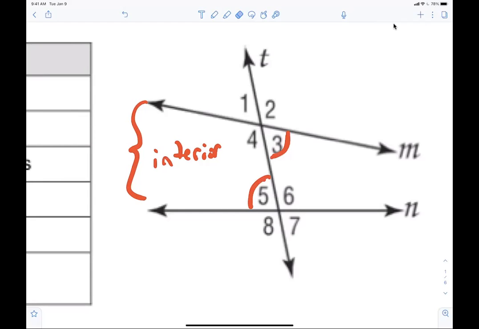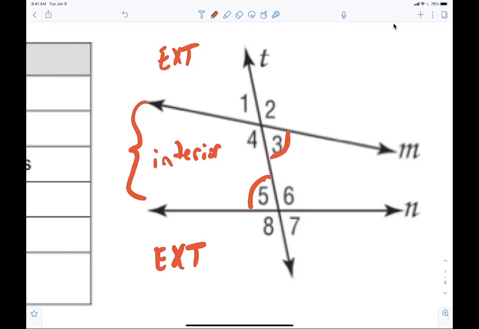All right. Now there's an alternate interior and there's also an alternate exterior. So this is the exterior and this is the exterior. What would be examples of the alternate exterior angles? 1 and 7, 2 and 8. So you have alternate exterior, alternate interior, and corresponding.